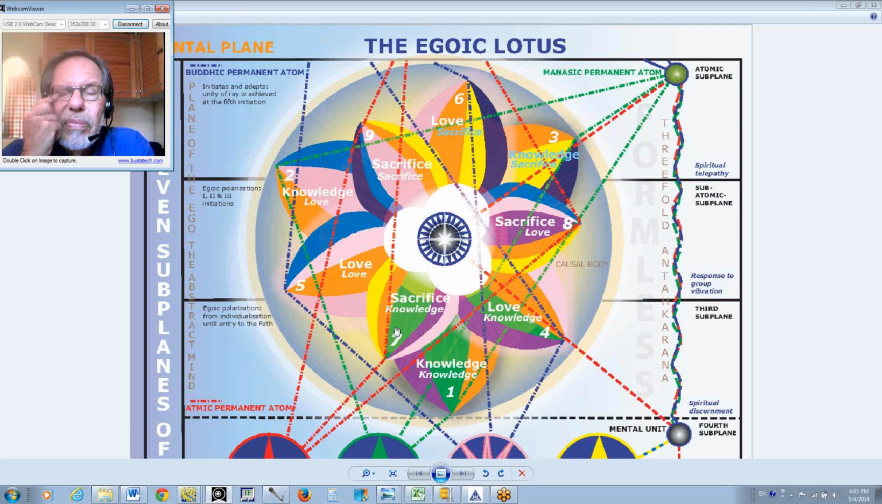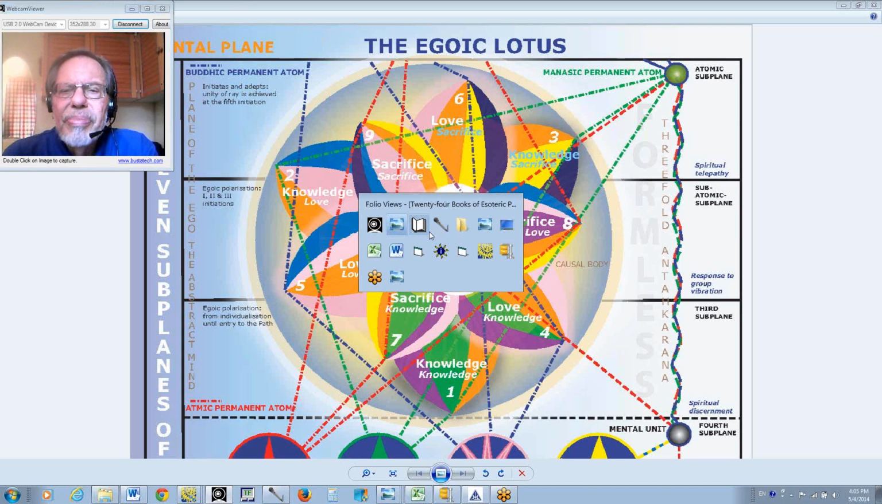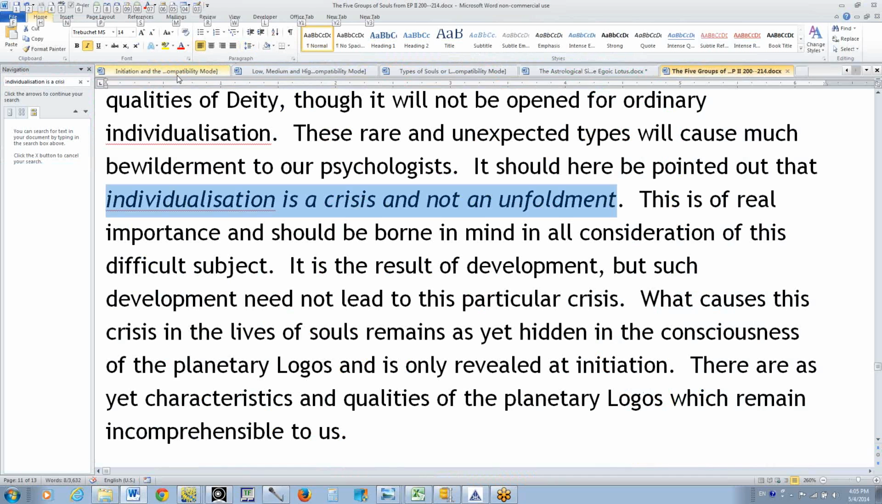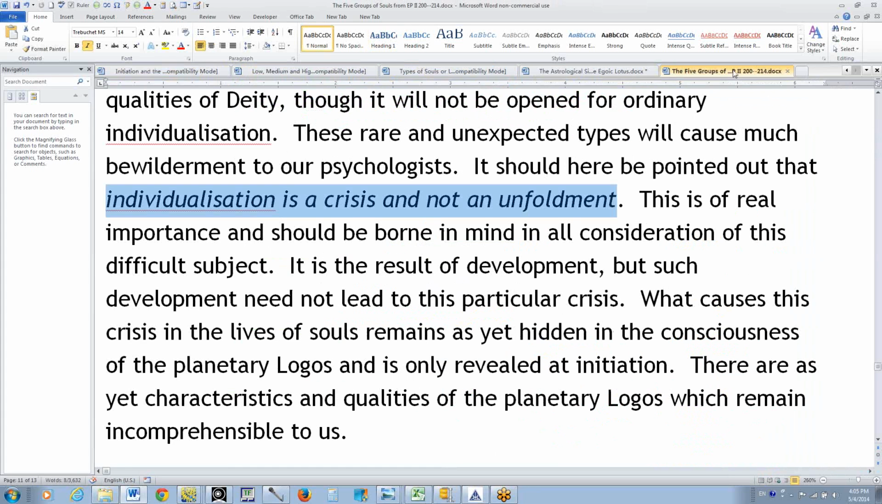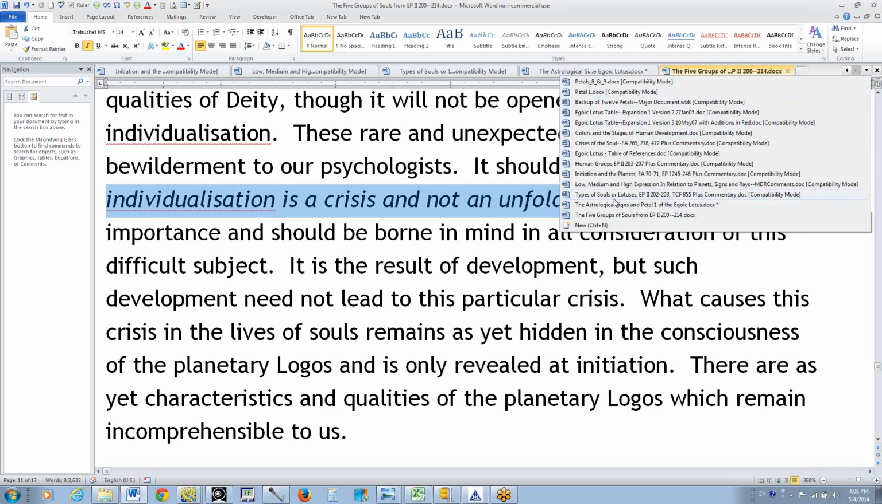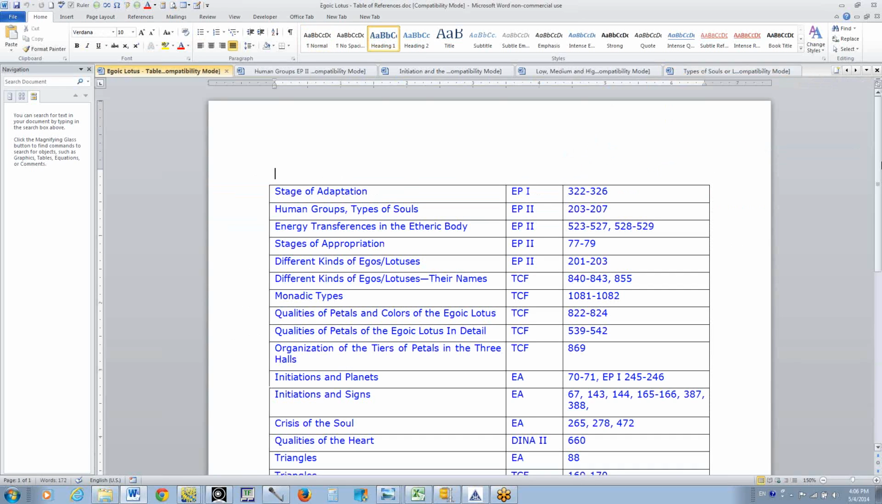All right, what I'm going to do, well, let's see. I want to show you something here. I've got too many different files here, but I will do my best to show you something which I think is of interest. All of these files are waiting to come up. And let's see, 5 groups, astrological sign, inhibition of the planets, human groups, Egoic Lotus table of reference. This is it. This is my table of references.